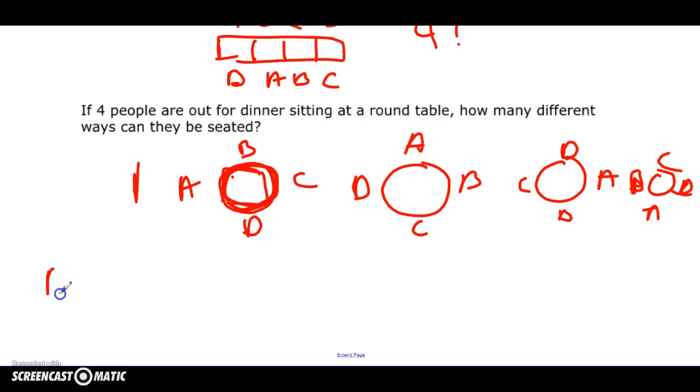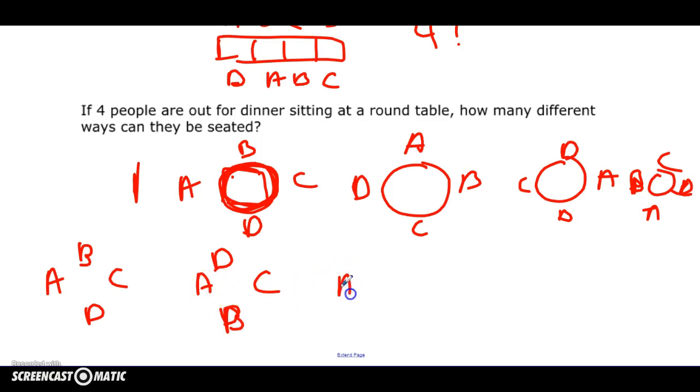So let's look at this. We have A, B, C, and D. Okay, so there's one scenario. The next scenario is A is across from C still, but B is on A's right, and D is on A's left. So this is different than the first one, not the same. They're across from each other, but these people are in different positions. So D is on the left now. That's it for A across from C.